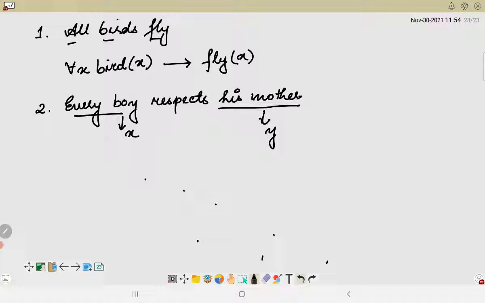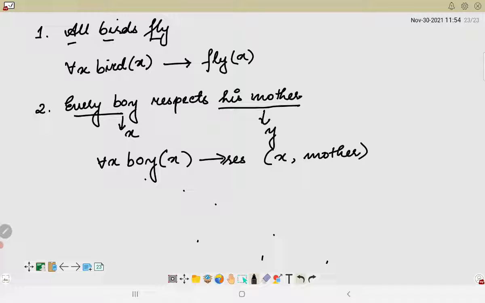So now we are considering that for all x, if x is a boy, then x would respect his mother, and we will join it using the predicate. Okay, respects his mother. So this is how we will represent the universal quantifier and complex sentences using first order predicate logic.